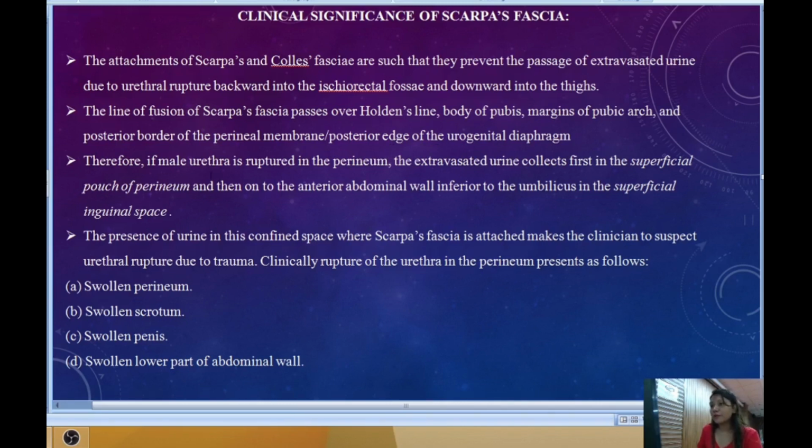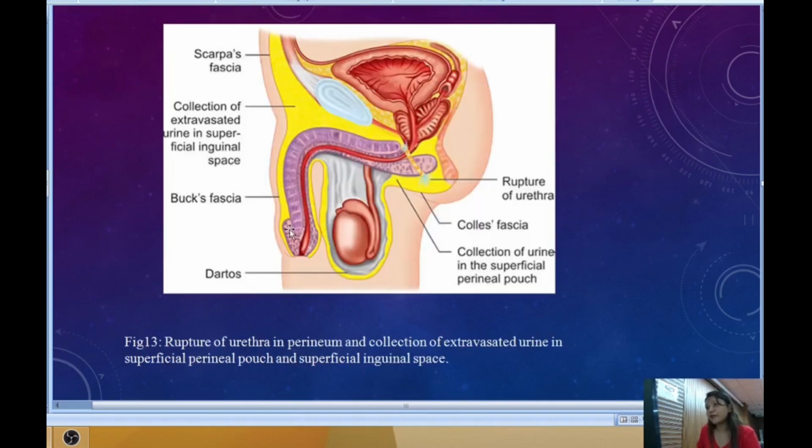Therefore, if the male urethra is ruptured in the perineum, the extravasated urine collects first in the superficial pouch of the perineum and then onto the anterior abdominal wall up to the umbilicus in the superficial inguinal space. The presence of urine in this confined space where Scarpa's fascia is attached makes the clinician suspect that the urethral rupture is due to trauma. Clinically, rupture of the urethra in the perineum presents as swollen perineum, swollen scrotum, swollen penis, and swollen lower part of the abdomen.